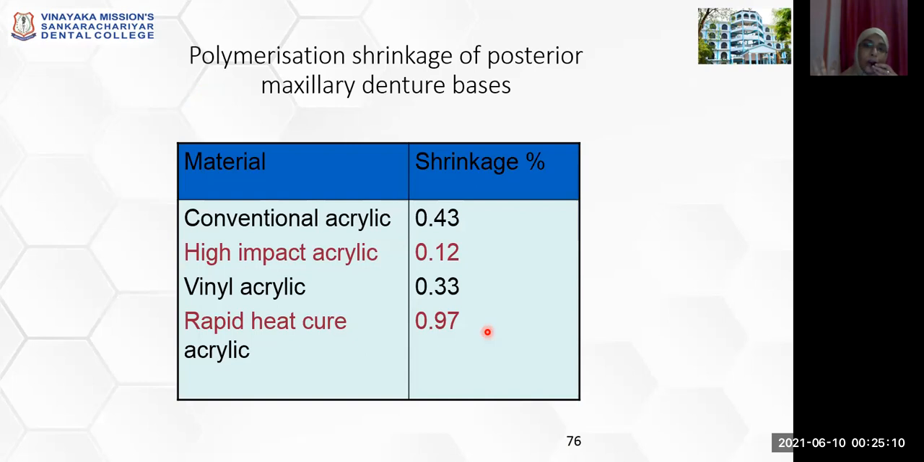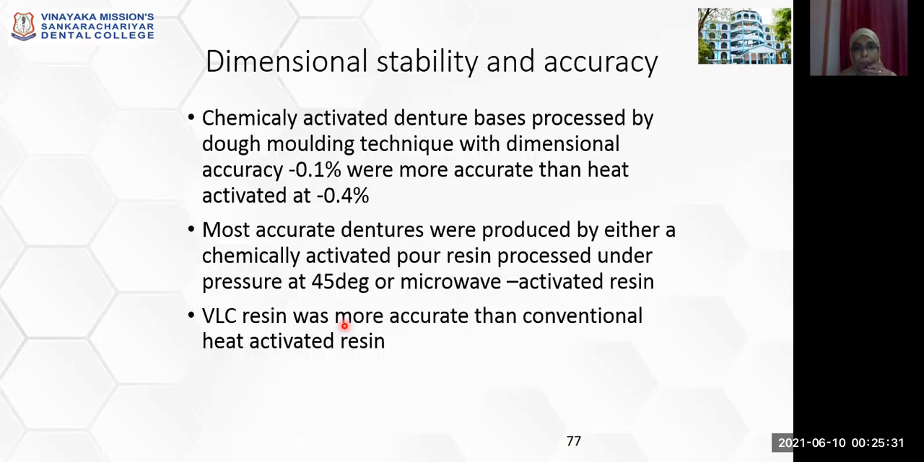When we talk about polymerization shrinkage, from the table you can see that the amount of shrinkage is least in the high impact acrylic resin, and maximum in the heat cure denture base resin. The other thing is that chemically activated resins have a dimensional accuracy of 0.1%, and they are found to be more accurate than heat cure. Why? Because the shrinkage is more in heat cure. Fine.